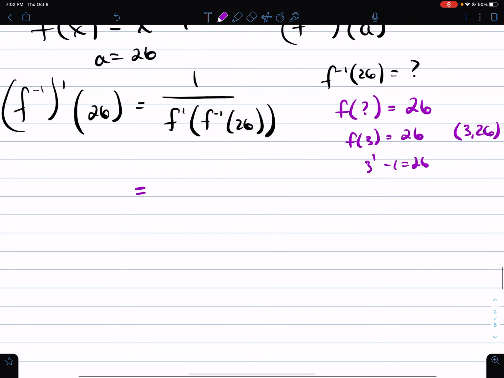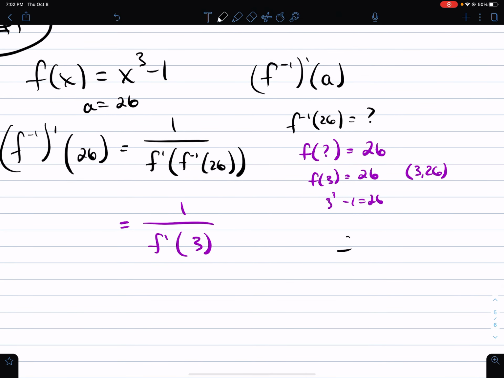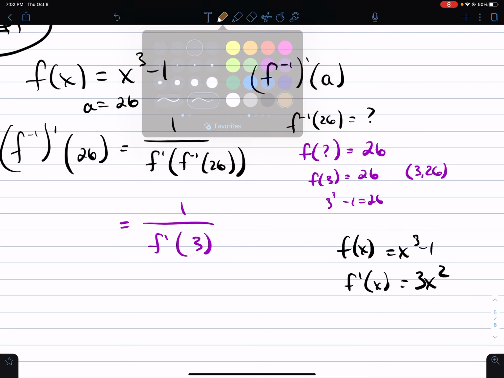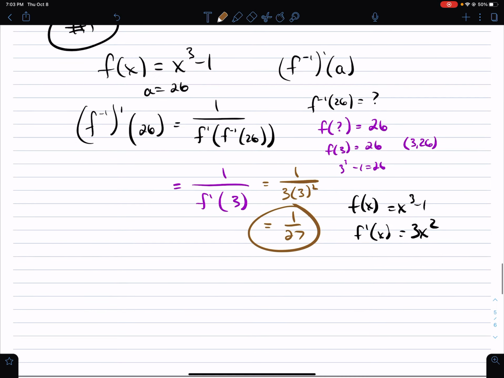So as we come here, we would change this to f prime of just 3. Well, we can do that because we know what f is, right? f is x cubed minus 1, so f prime of x is 3x squared. Then if we plug that into our formula, the derivative of f at 3 would be 3 times 3 squared, which is 1 over 27. So again, that's the flavor for those that follow after that: 3, 5, 7, and 9.